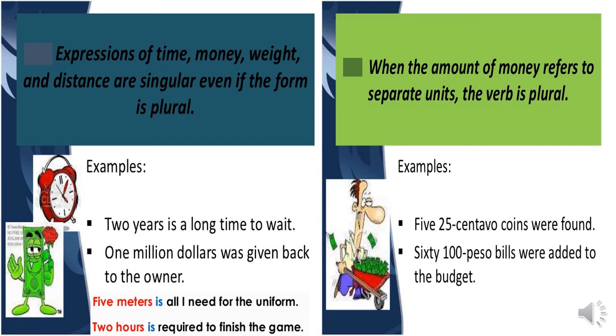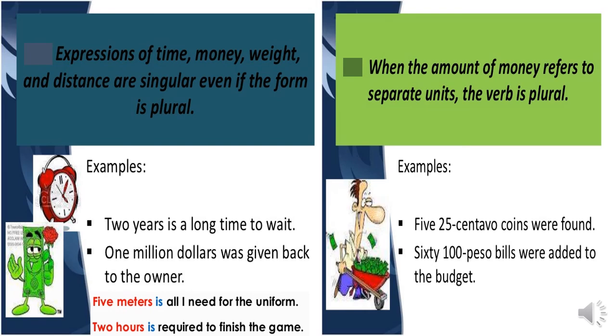When we talk about expressions of time, money, weight and distance, they are always singular even if the form is plural. Look at the examples. 2 years is a long time to wait. $1 million was given back to the owner. So whenever we talk about time, money, weight and distance, it is always considered as singular, though it appears to be in plural form. 5 meters is all I need for the uniform. 2 hours is required to finish the game.